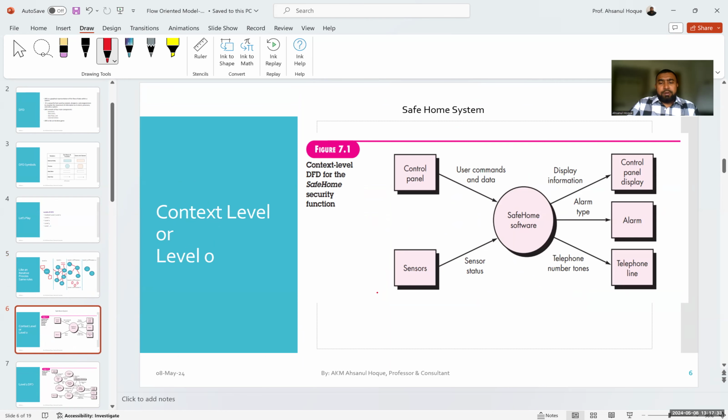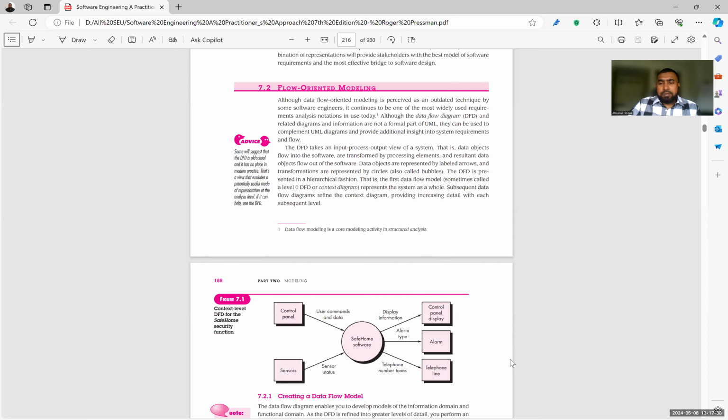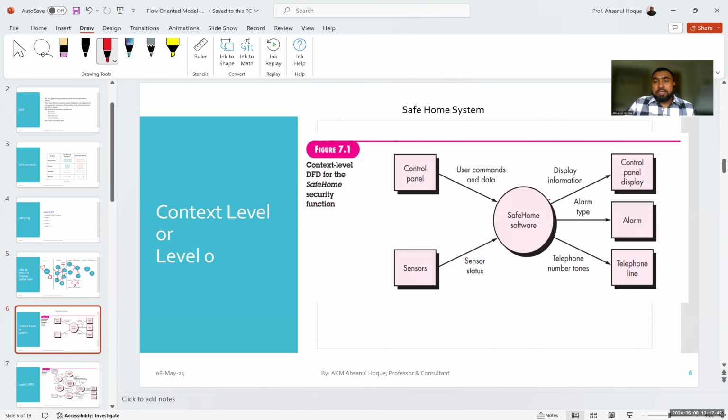So if I take from our book, which is this one, the SafeHome software, what we had. This is a context level diagram. The whole system is represented by a single system, and it has 5 different external entities. So we have 2 external entities giving inputs, and it's generating 3 outputs, which go to 3 different external entities. And this is the data flow.